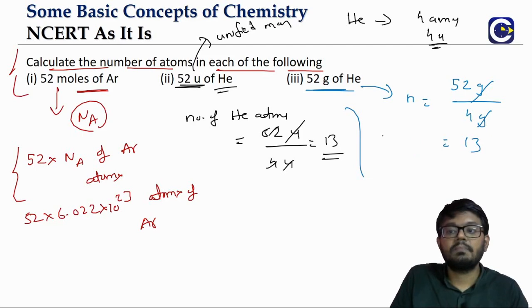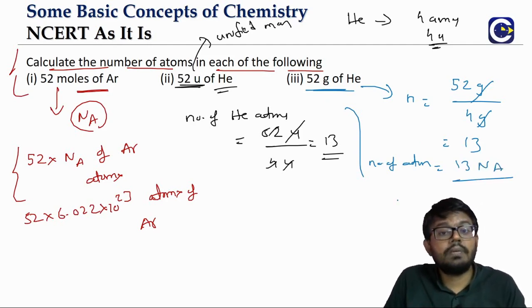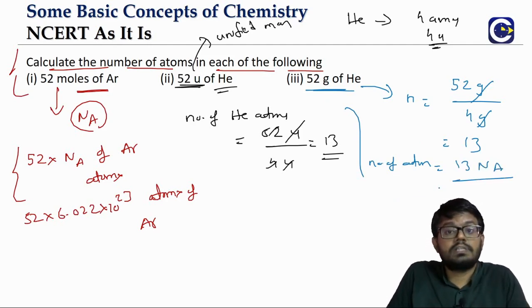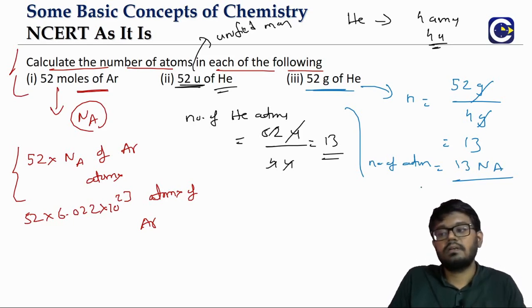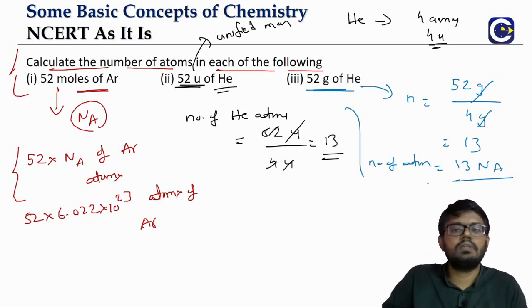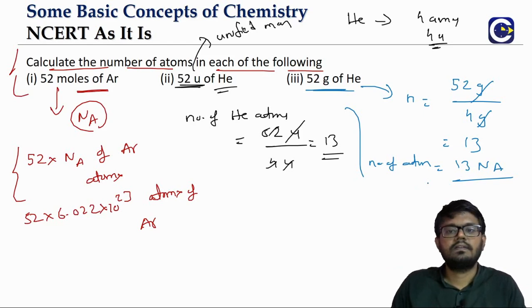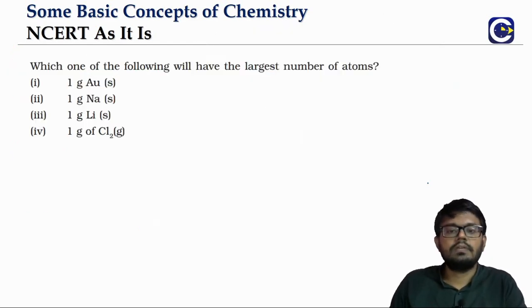13. But they are asking us number of atoms, right? So number of atoms will be what? Each mole will have how many atoms? Avogadro number, right? 13 moles are there, means 13 into Avogadro number. We can substitute the value of Avogadro number and then simplify. Okay. So like this we will be able to calculate.